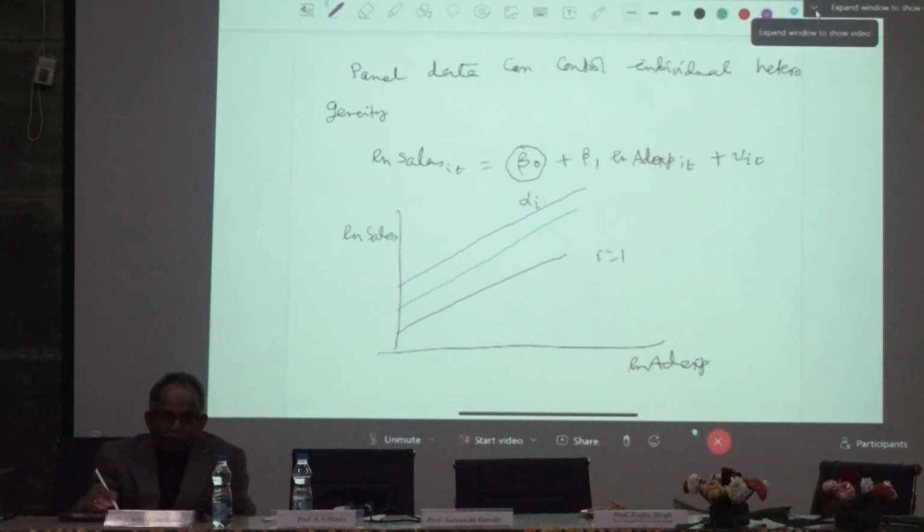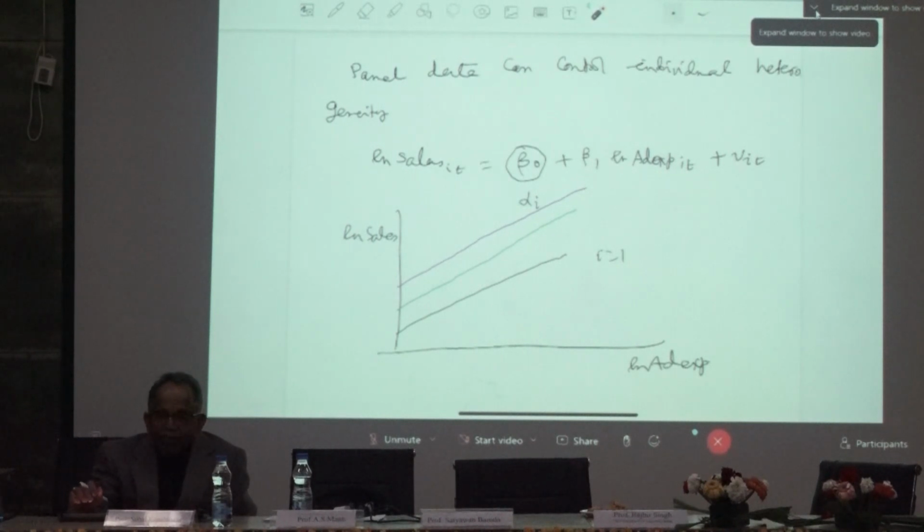So again, as I said, in this simple case you can just draw 3 different lines, or one line, and that is basically showing that intercepts are different for different companies. Then it is controlling for individual or company specific heterogeneity without knowing what is causing this heterogeneity. Okay. I'll get to the efficiency in a few minutes.